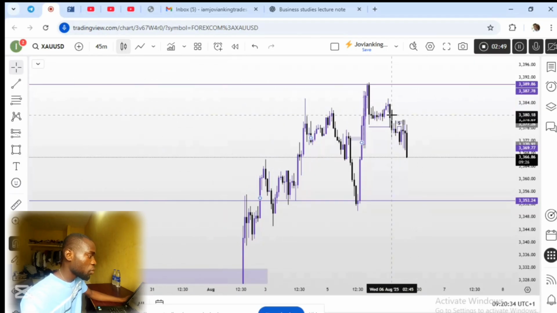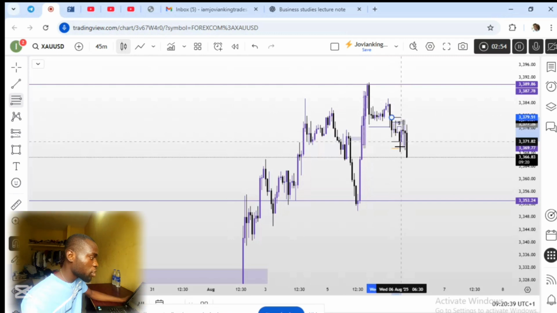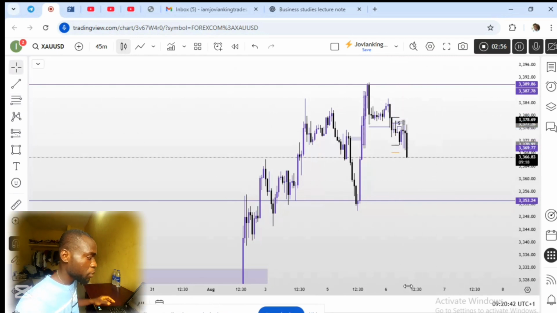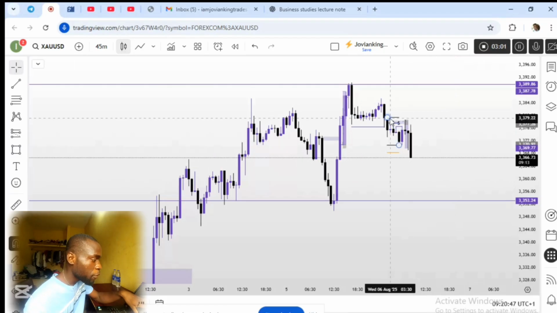You can see it here. So you can decide to mark the high of the candle and then the low of anywhere markets got to before the retracement started, which was here. You can see that from a 45 minutes time frame.